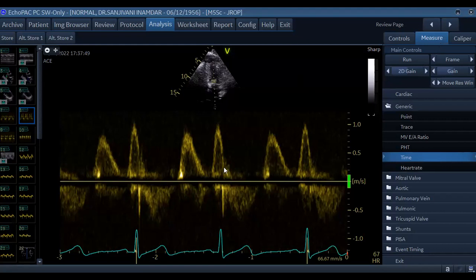Okay. So this is the mitral flow pattern. In this mitral flow pattern, this is the deceleration time. So I'm going to measure my deceleration time. I'll go to mitral valve.